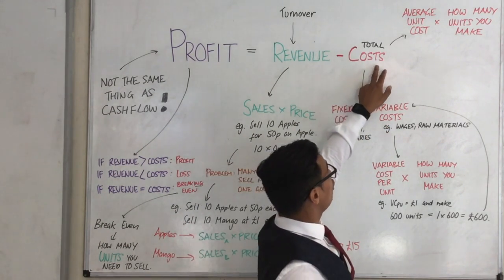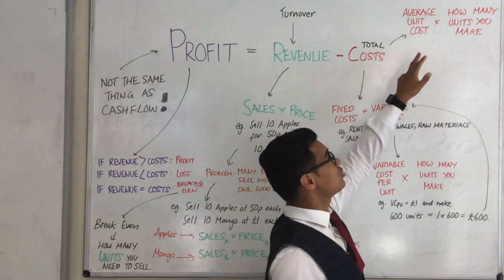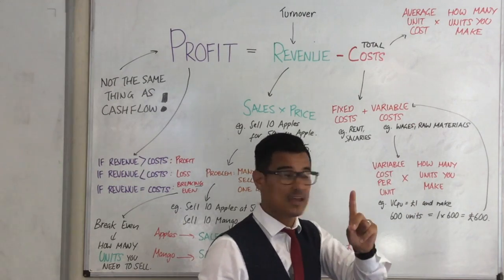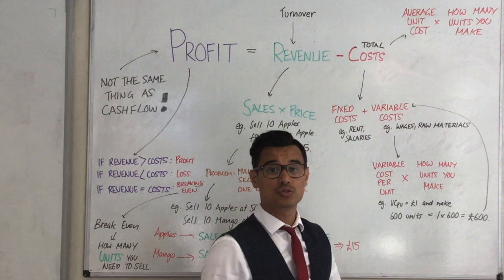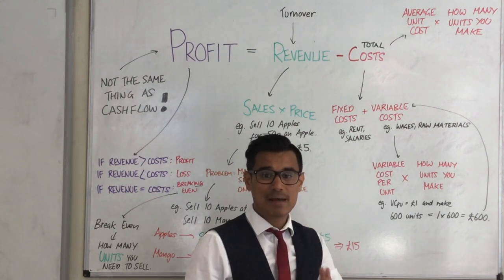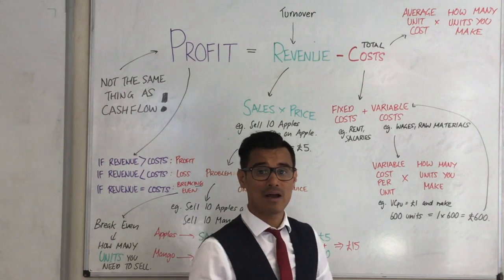Other formulas, so total costs, another way you could look at it is average unit costs. So the average cost for making one thing times by how many things you make also equals your total costs. Exams will come from one of those angles to try and confuse you in those 5-mark maths questions.